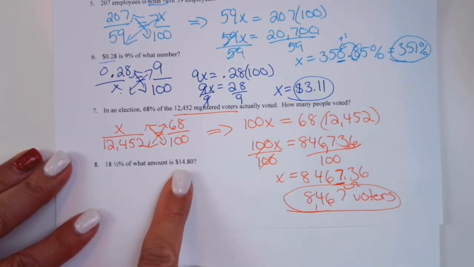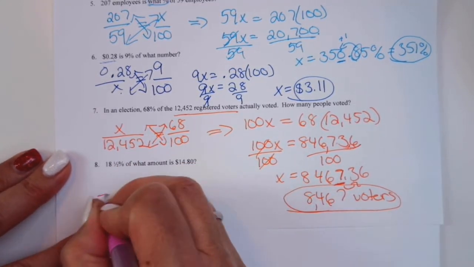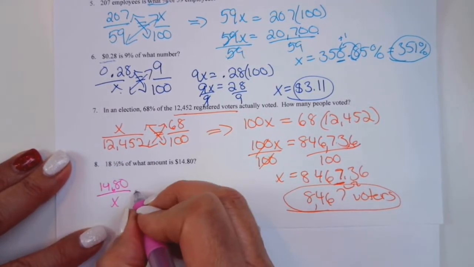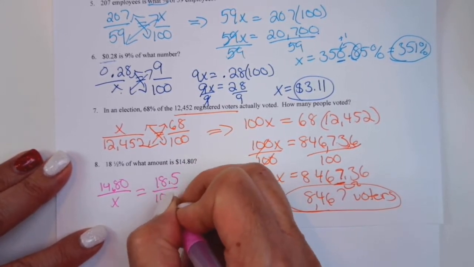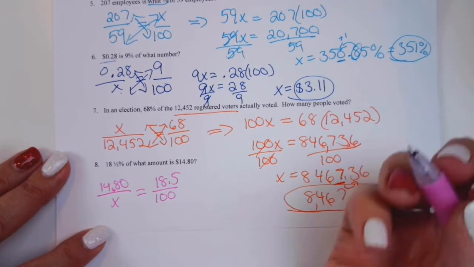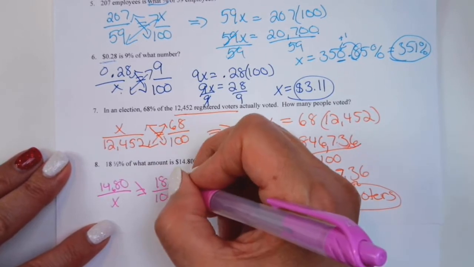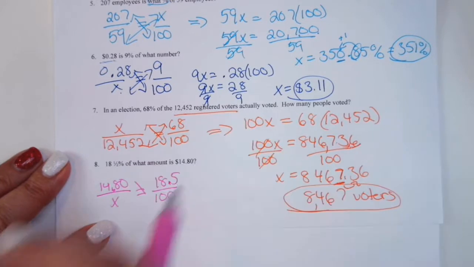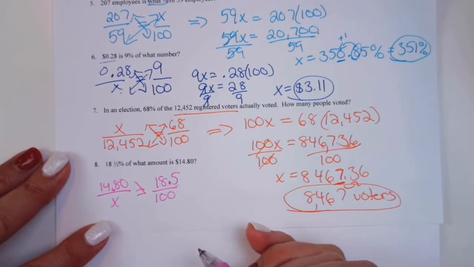18.5% of what amount is $14.80? So again, of what amount is your whole? So we don't know that. $14.80 is the part. And then we have 18.5% over 100. And yeah, I wrote the half with a 0.5 because if you're not sure, then do it with a calculator, but this half here is the same thing as 0.5.